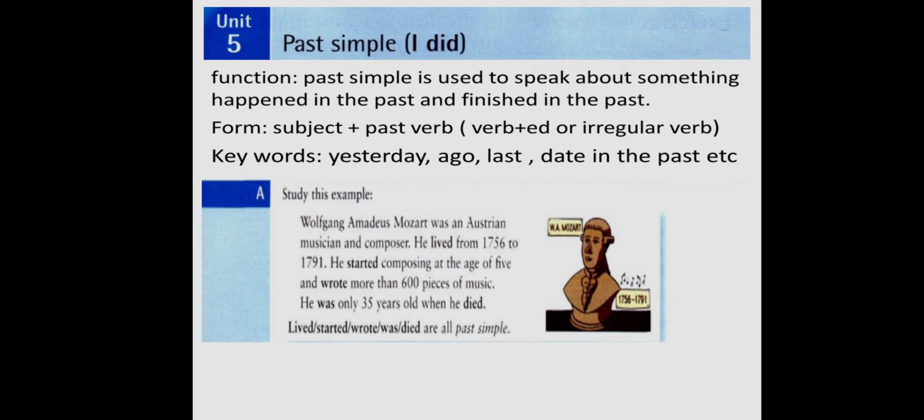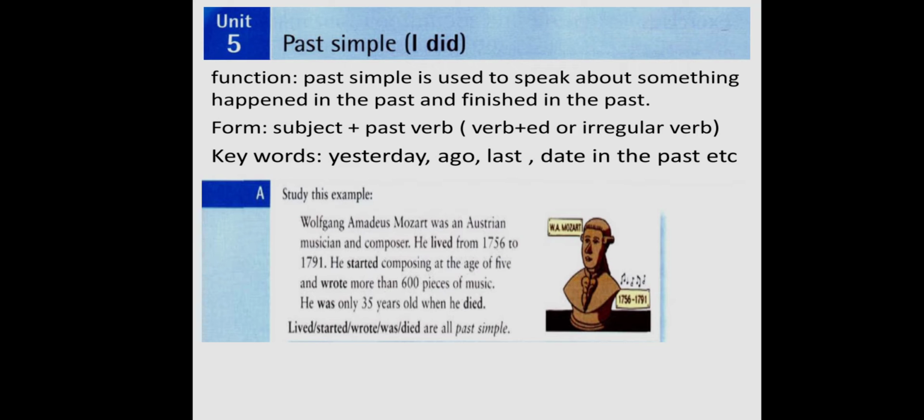He was only 35 years old when he died. He died in 1791. 1791 is a year in the past. So if we speak about an action in a year in the past, we use the past simple. So we say he was only 35 years old when he died. So we use died here in the past.